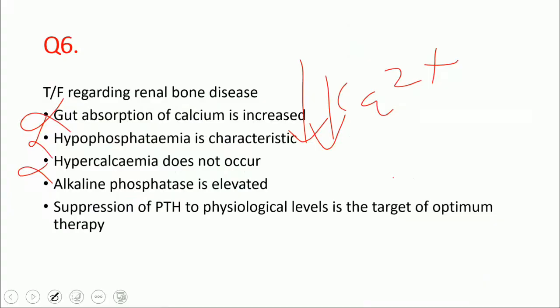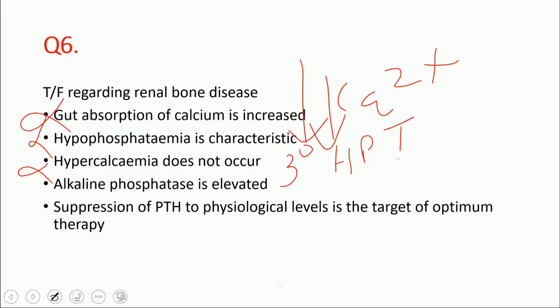Hypercalcemia is a very dangerous thing in CKD, right? They usually have very poor prognosis, right? Hypercalcemia causes vascular calcification. It is a very dangerous situation. So the statement that hypercalcemia does not occur is false. It can occur when they have tertiary hyperparathyroidism.